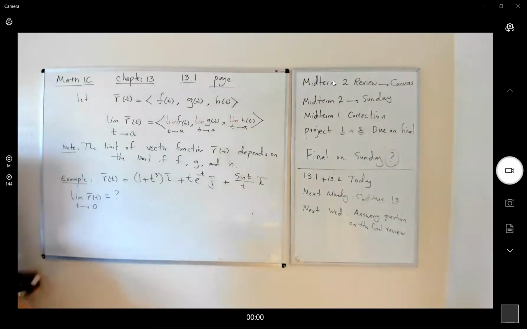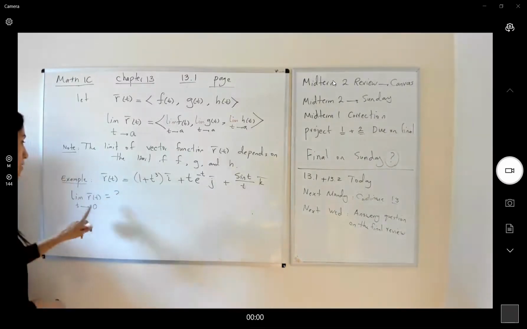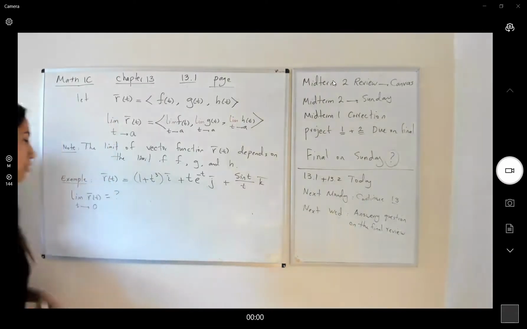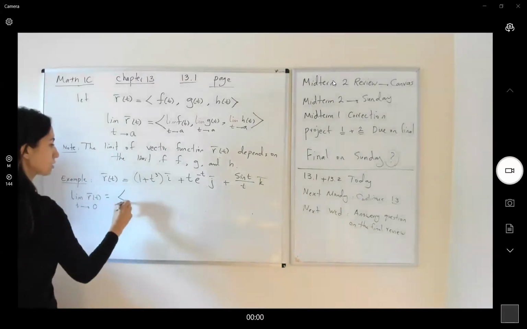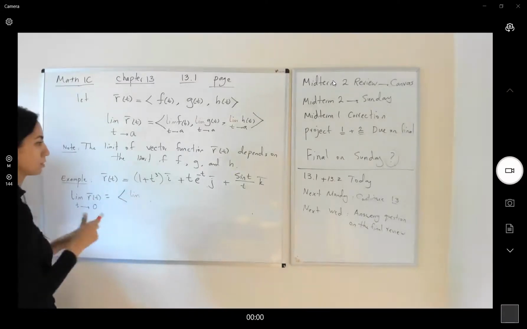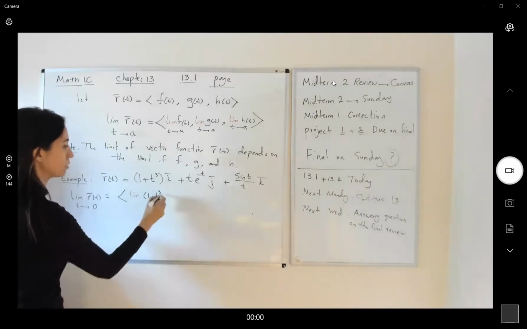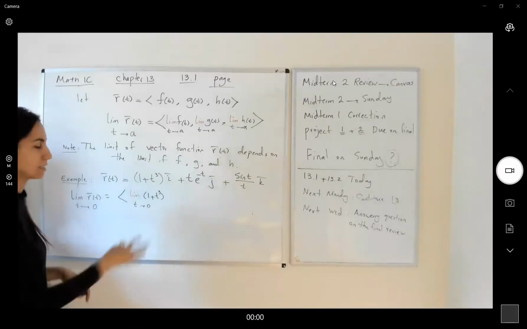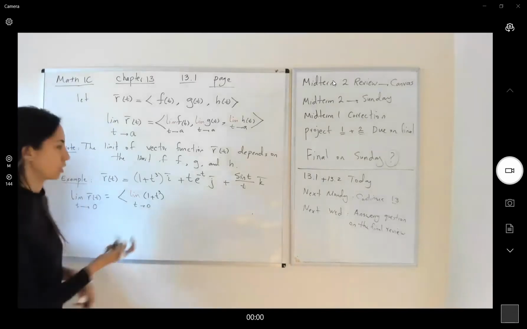Very well. Since we have a vector function, it has 3 components. The limit of this vector function depends on the limit of each of these. So for simplicity, let's write it this way. The limit of 1 plus t cubed, a polynomial, as t goes to 0. You don't have any problem with this. Since it's a polynomial, it's continuous everywhere. You just plug in 0 and you're done.